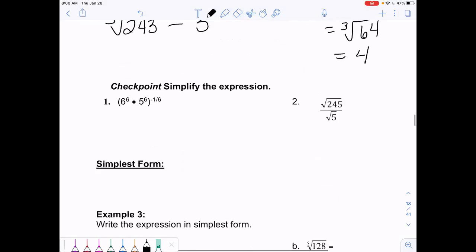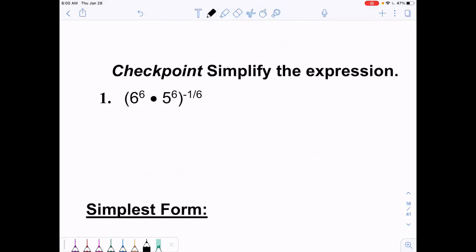In the checkpoint, looking at number 1, there's a couple different ways that you could do this problem, thinking about just what you notice. So Ava, what do you think you would do to start the checkpoint number 1? So take that negative 1/6, pull it inside the parentheses. Ava, do you know what 6 times negative 1/6 is? It would be negative 6 over 6. And what is negative 6 over 6? Yeah, so that's just going to be a negative 1.